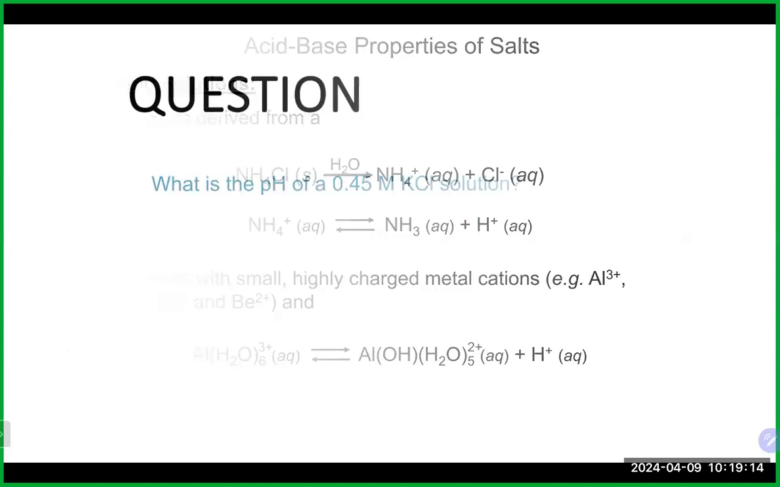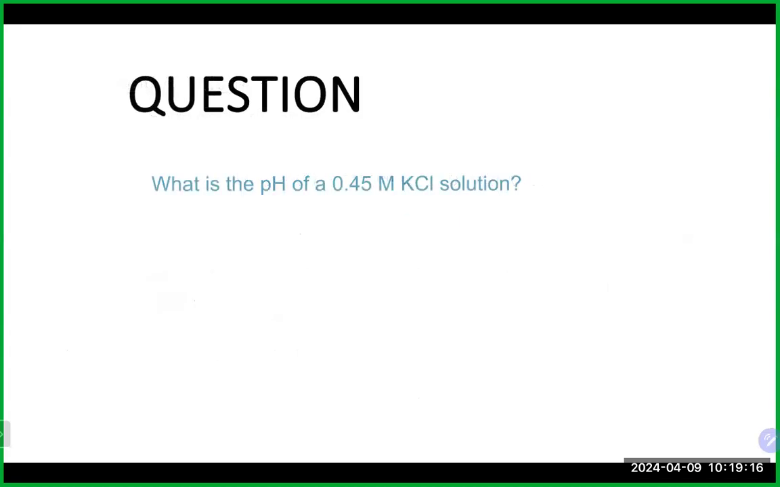All right, let's try some here. Take a moment here and calculate the pH of this solution, 0.45 molar potassium chloride. Okay, let's take a look.